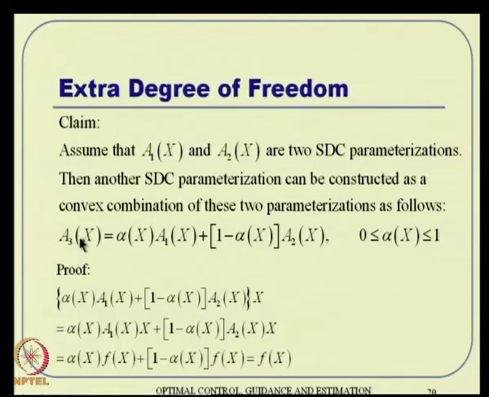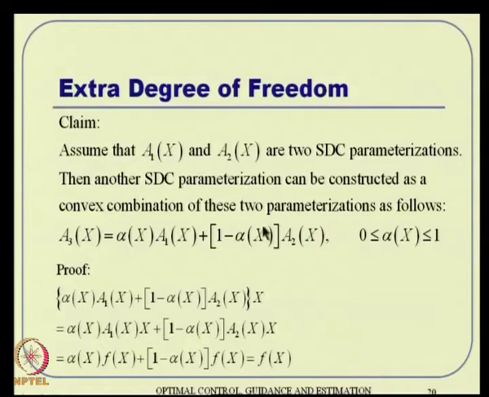Okay, how does it work? Let's analyze this. If you substitute A3 times x, it is nothing but this one, because A3 is this. So substitute A3 times x, which is alpha of x times A1 of x into x, plus (1 minus alpha) times A2 of x into x. This x comes here, and x comes here also. Then you can see that A1 of x is a parameterization, that means A1 x is f of x. A2 of x is also a parameterization, that is also f of x. That means the two terms combine and you have f of x only. So A3 is a valid parameterization for the same f of x.